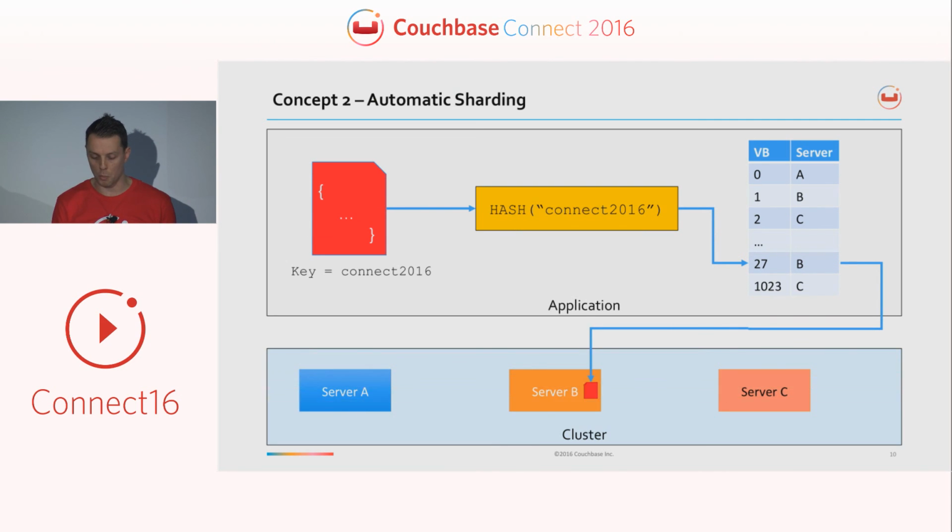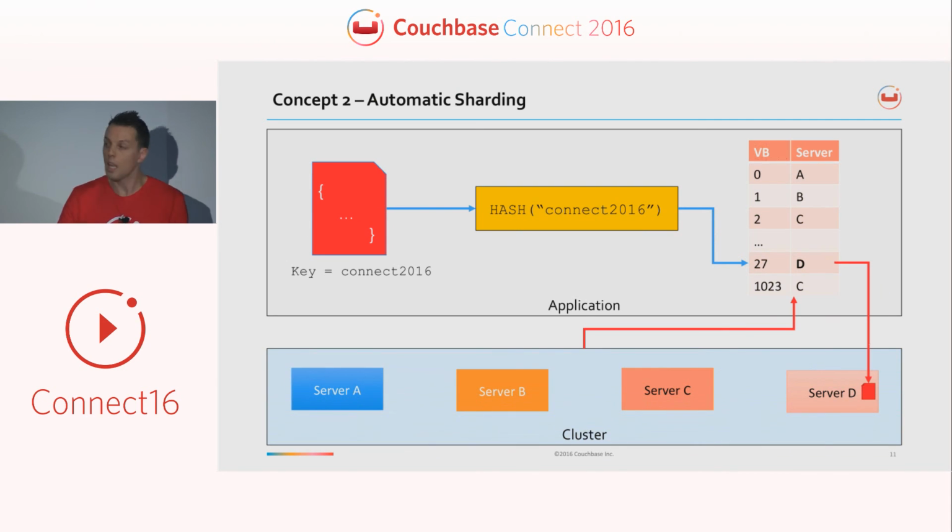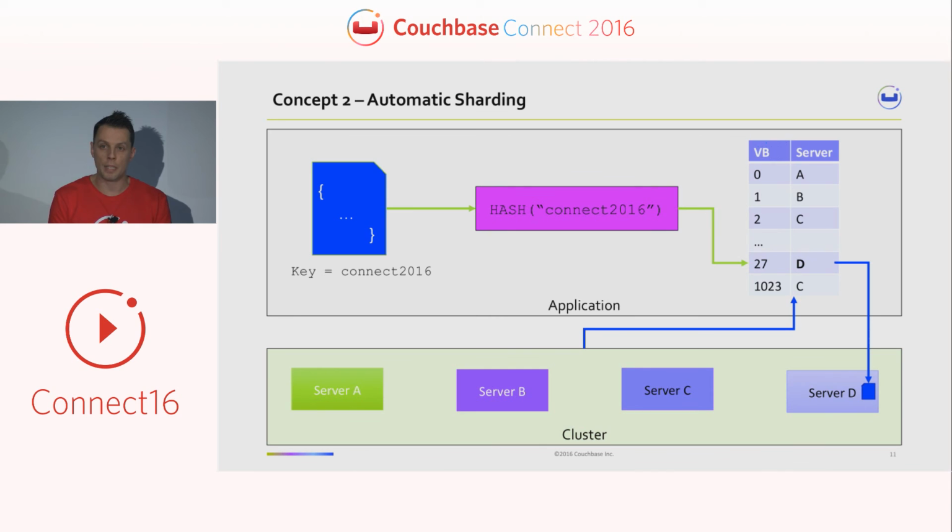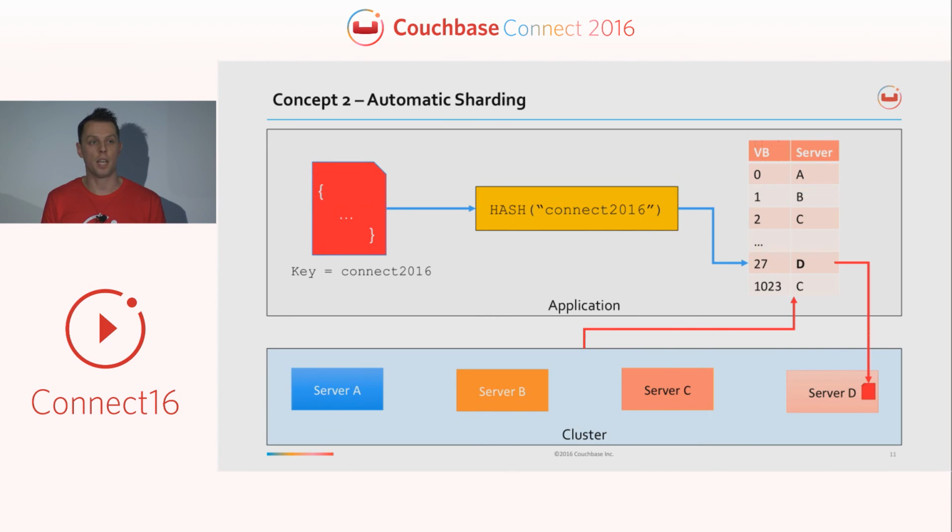Let's take a quick look at what that looks like. So here I introduce a new server, server D, and it just so happens that my V-bucket 27 has server D enters the cluster manager gives it some of the V-buckets from the previous 3 nodes, and the cluster manager then pushes a new version of the cluster map up to our SDK. So again, this is all seamless, it's all online, it's all transparent to the application.